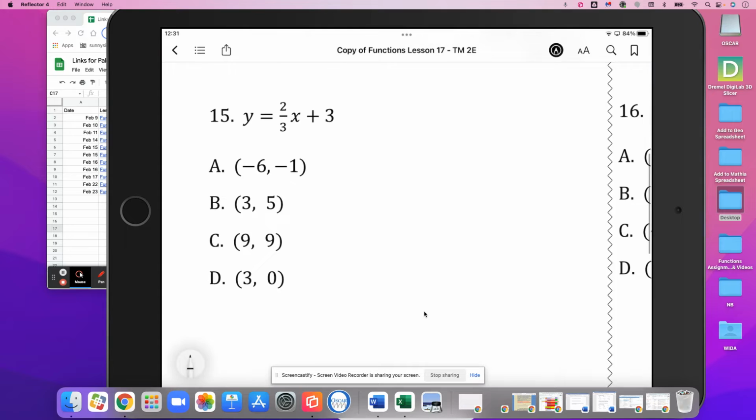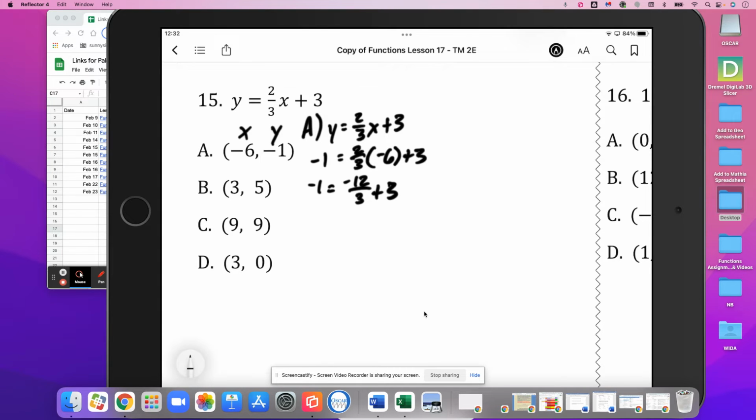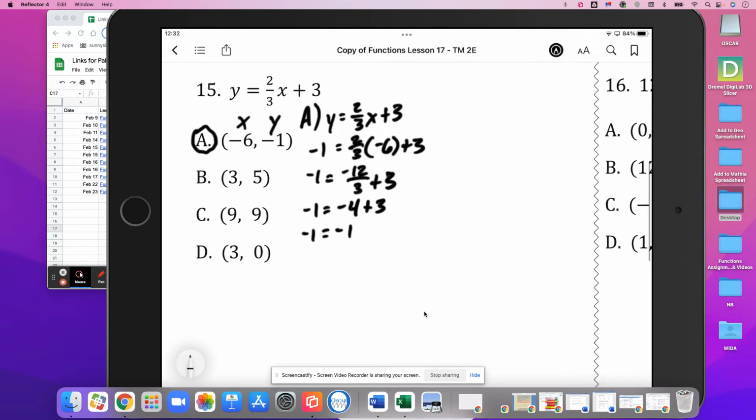And on to 15. A, we've got y equals 2/3 x plus 3. So negative 1, again, our x values come first, our y values come second. Negative 1 is equal to 2/3 times negative 6 plus 3. Negative 1 equals negative 12 over 3 plus 3. So negative 1 equals negative 4 plus 3. And negative 1 equals negative 1. So yes, A satisfies the function.